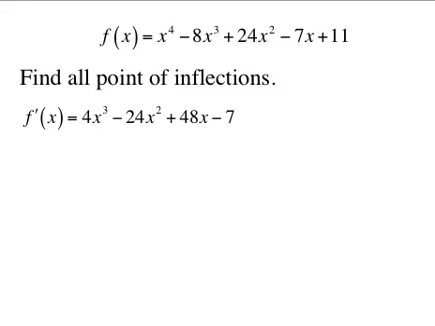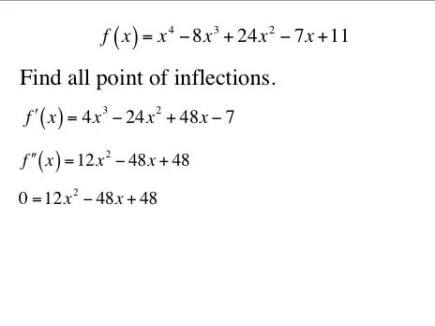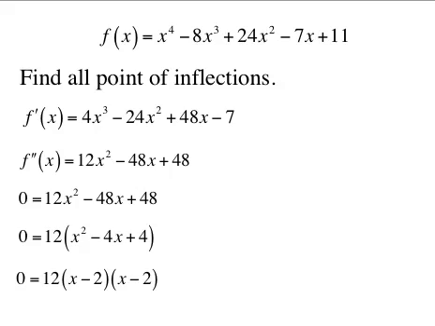First derivative, 4x cubed minus 8x squared plus 48x minus 7. Second derivative, 12x squared minus 48x plus 48. We need to set that second derivative equal to 0. And now we're doing some algebra. We will factor a 12 out of the right-hand side. So we get 12 times x squared minus 4x plus 4. Our next move is to factor that, and that's x minus 2 times x minus 2. Setting that equal to 0, we get x minus 2 is 0 or x minus 2 is 0. So the only candidate that I have for a point of inflection is x equals 2.